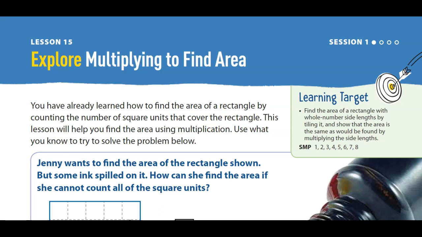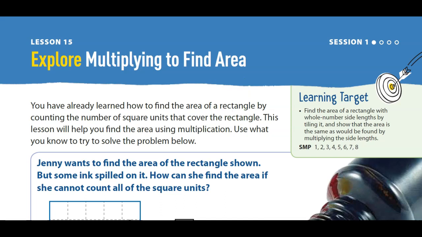All right, guys, this is lesson 15, session 1. We're talking about area. Area is the space inside a shape. The area is the space inside the shape. That's basically what it is.